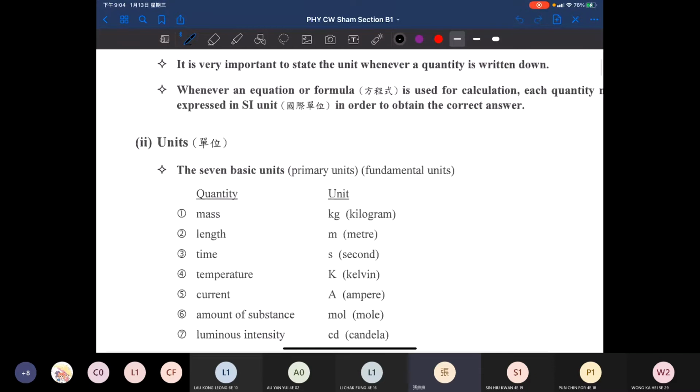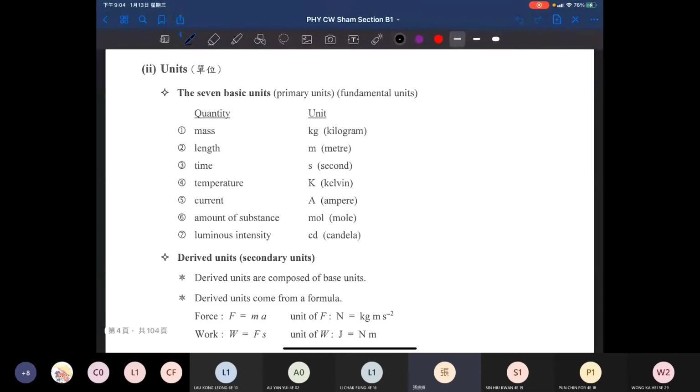There are several primary units. We call them primary because at the very beginning, when they structured this system of science, of physics, they used these 7 physical quantities. At the very beginning, they used mass. 1 kg is actually the mass of 1 metal block. They defined it with an object, and that object's mass is 1 kg. Length is also 1 meter.